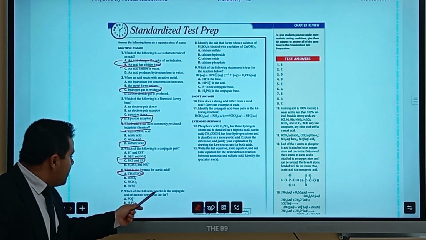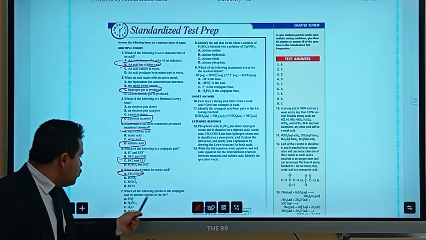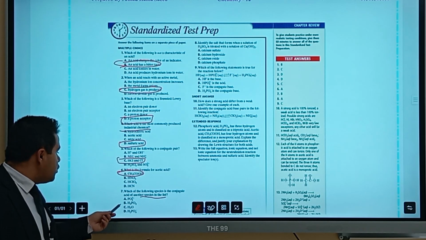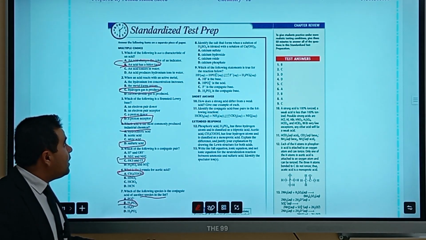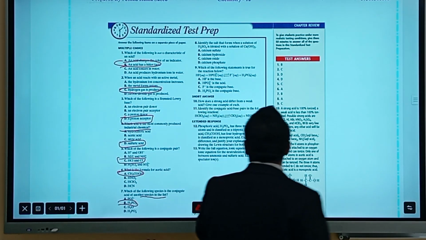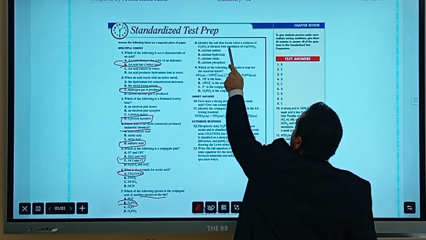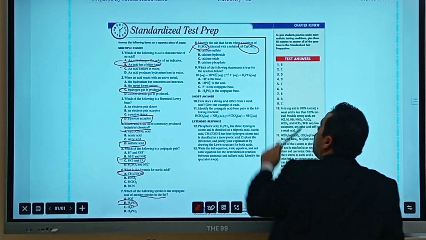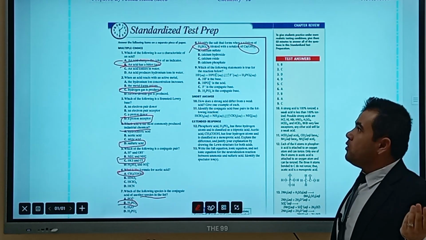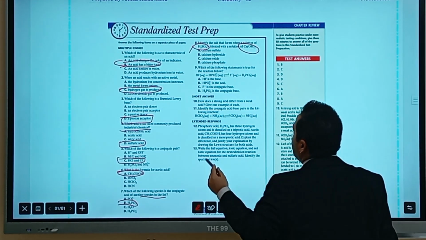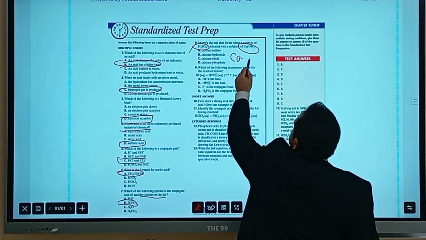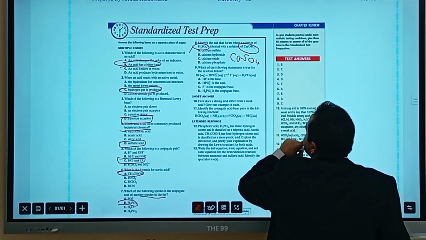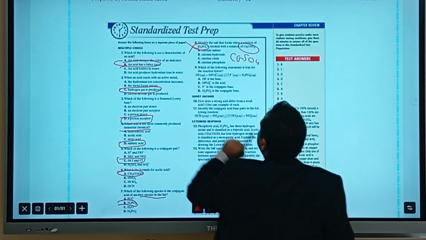Seven, which of the following species is the conjugate acid of another species in this list? It was a ministerial exam question, and B is the correct answer. And question number 8, identify the salt that forms when a solution of H2SO4 and Ca(OH)2 react. They are both strong, so the salt will be neutral, and it becomes CaSO4, which is calcium sulfate, and the answer is A.